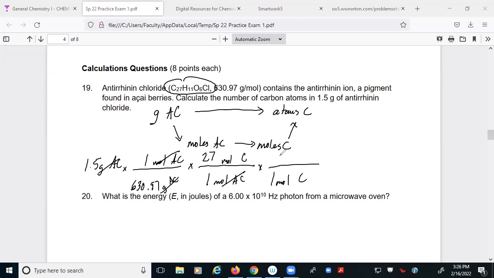1 mole of carbon is Avogadro's number, 10 to the 23rd, atoms. When moles cancel, one and a half times 27 times Avogadro's number, divided by 630.97, to 2 significant figures, I get 3.9 times 10 to the 22nd atoms of carbon.